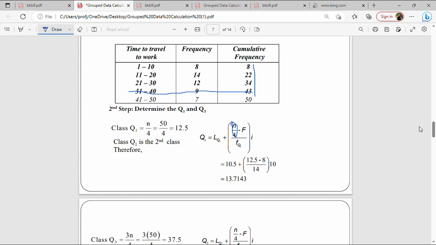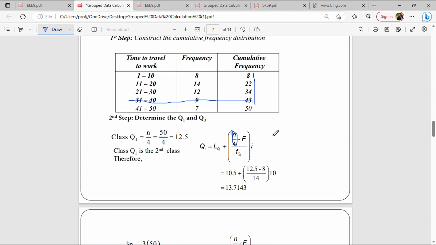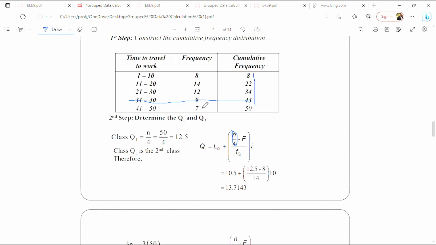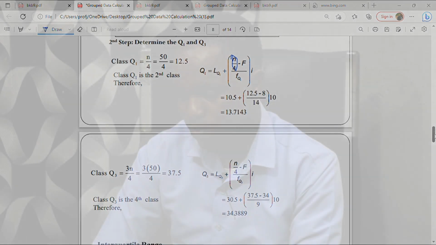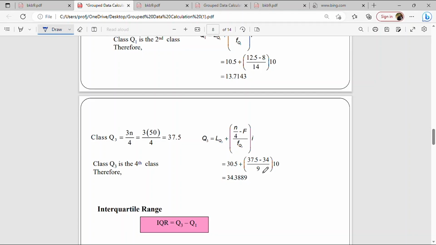This region. So what is the lower class boundary of quartile 3? That's 30.5. What is cumulative frequency before the median class? 34. Frequency of quartile 3 is 9. Then class width is 10. Now, when you insert those values, you have this.